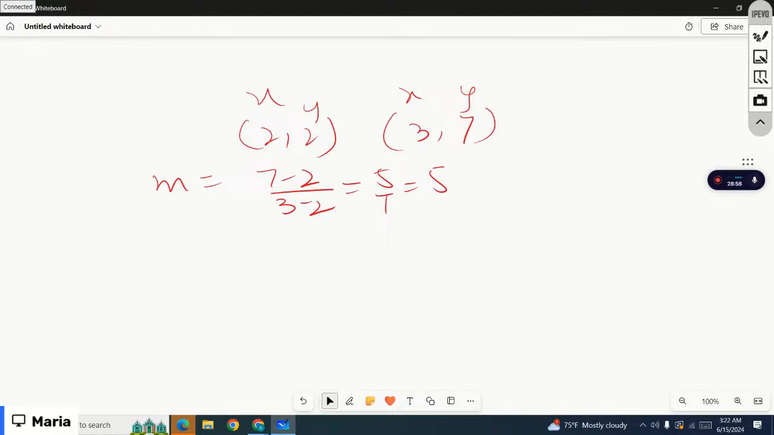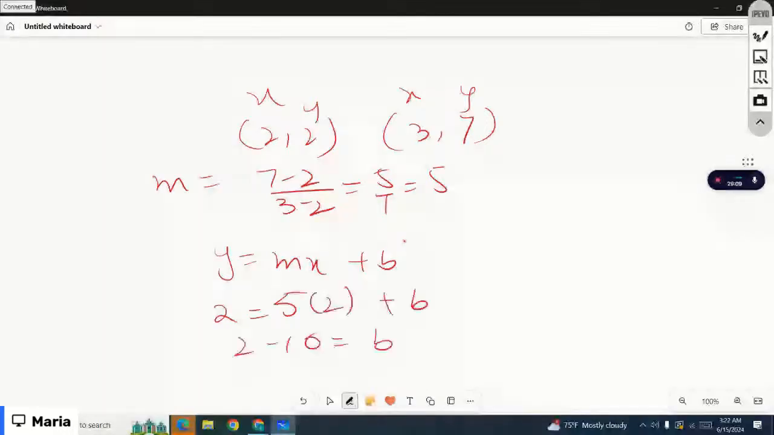Let's just see how we calculate. Y equals mx plus b. Now I'm going to use the first one, (2, 2). So that is 2 minus 10, which is negative 8, right? So the correct equation is y equals 5x minus 8. The correct option is 5x minus 8.